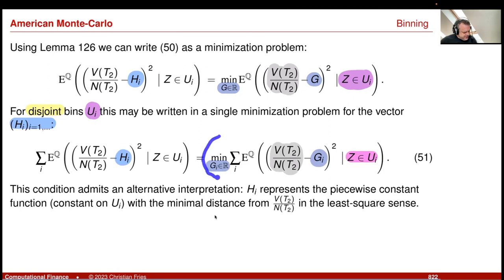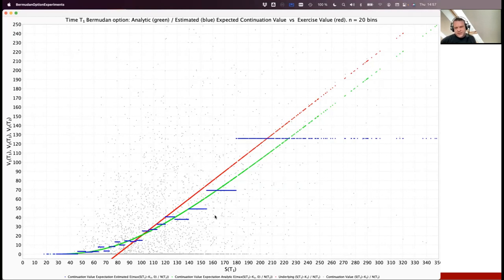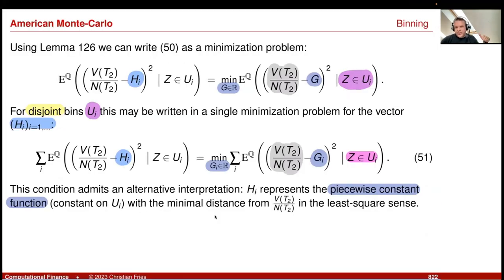Okay, so what are we doing here? We are considering a piecewise constant function. This g is a piecewise constant function, and h is the optimal piecewise constant function from the set of all such piecewise constant functions, such that this expression is minimal. Instead of saying I have bins u1, u2, and so on, I could introduce a function space, the space of all piecewise constant functions, constant on those bins. And then what I'm looking for is the piecewise constant function that minimizes the distance to the gray dots, to the continuation values, in the L2 norm.